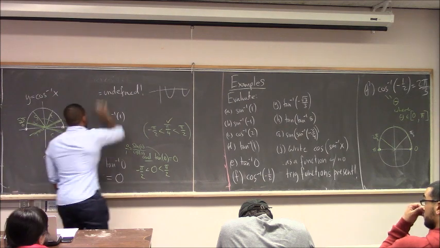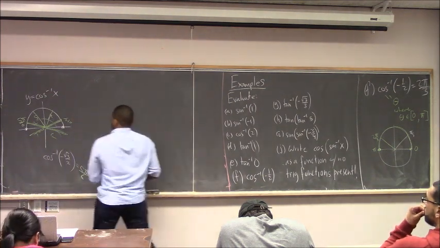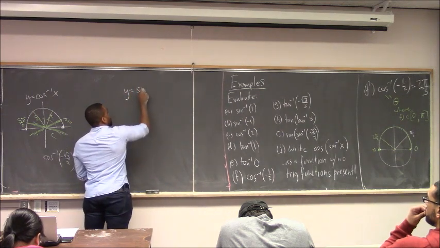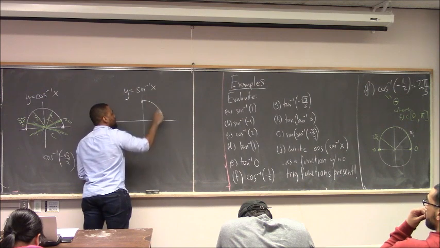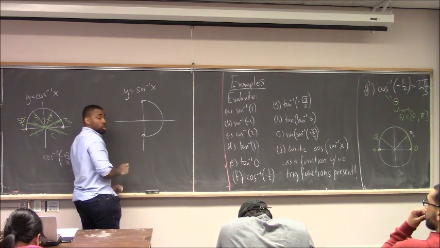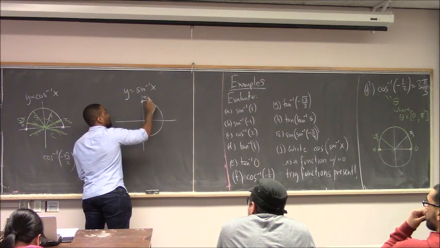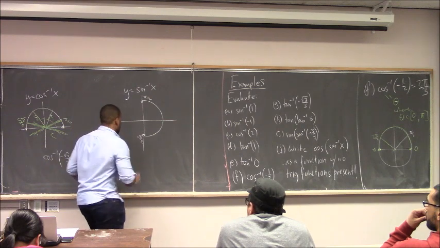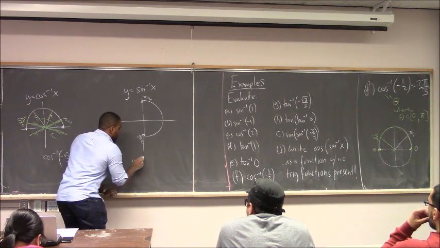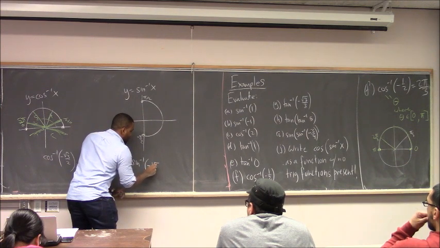For the sine inverse, when you're thinking of sine inverse, you might want to look at the picture here. What you're looking at is the right half of the circle. You're looking for all angles between minus pi over 2 and pi over 2. So someone can ask you, sine inverse of minus radical 2 over 2.